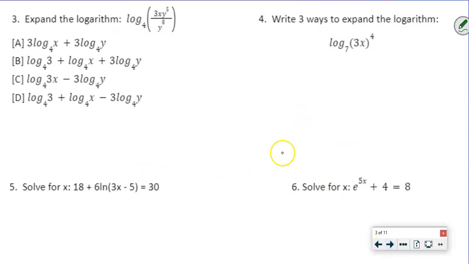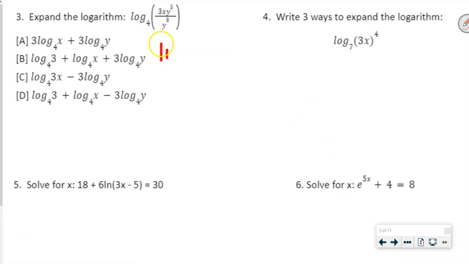So the next one says expand the logarithm. This time, we're going to simplify first. That always should be your first step here, guys. So we've got log base 4 of. We don't have another coefficient, so we can't reduce the 3, so we're going to leave the 3 up top. We don't have another x, so we're going to leave the x up on top. Then we have y to the 5 minus 8, and that would be y to the negative 3, so that means that y to the third is going on the bottom.